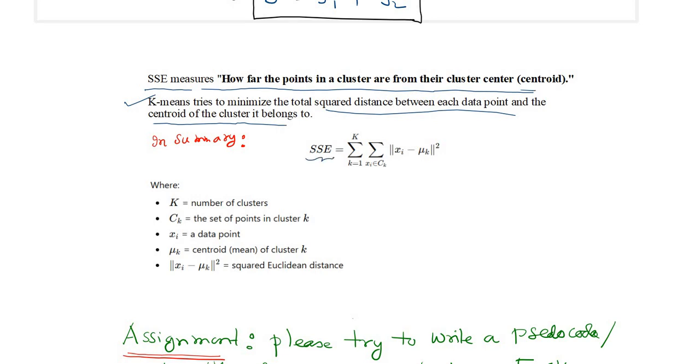The sum of the squared error, where k goes from 1 to capital K, xi belongs to that cluster, so xi are the individual data points, taken with respect to the mean, squared. Here K is the number of clusters, Ck is the set of points in the cluster, xi is the data point, and μ is the mean of the cluster or centroid, where we find the square of the Euclidean distance between the data point xi and the mean of cluster K. Hope this K-means clustering is clear to everyone.